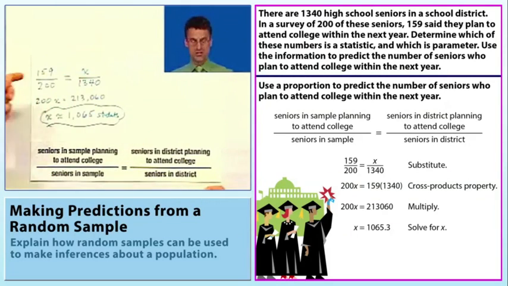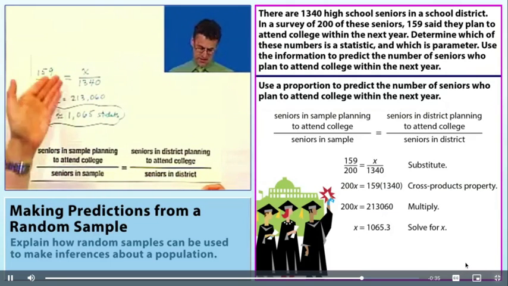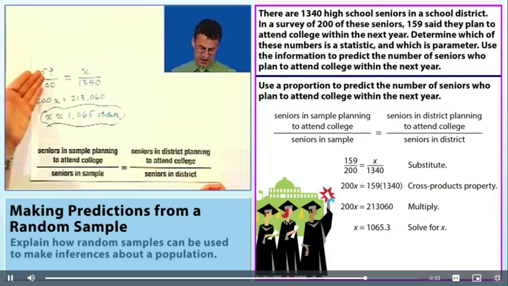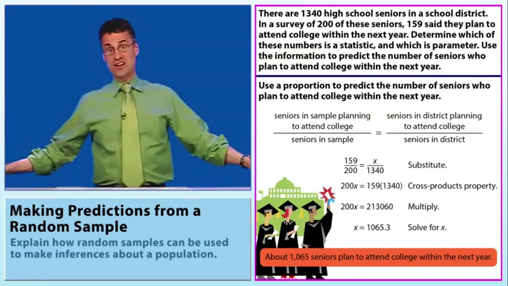These are going to be equal ratios. So given this, we can find this. And so our guess is that this is good, clean, unbiased data, that around 1,065 students will go to college from the district, seniors will go to college from the district, which is actually really great.